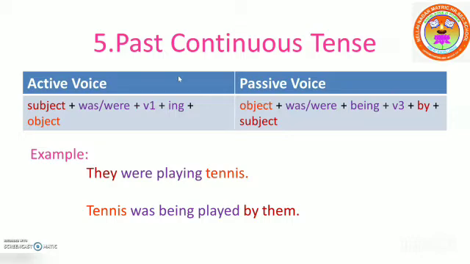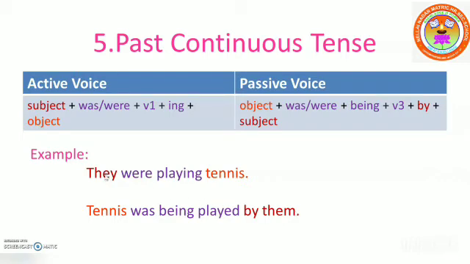Next, past continuous tense. Active voice structure: subject plus was or were plus V1 plus ing plus object. Passive voice structure: object plus was or were plus being plus V3 plus by plus subject. Example, active voice, they were playing tennis. Passive voice: tennis was being played by them.